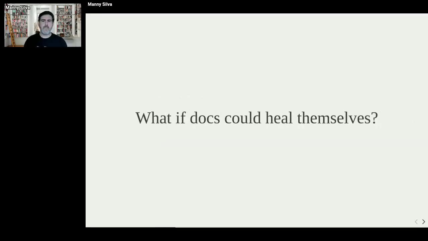But what if your documentation could detect these issues automatically? And what if your documentation system could propose fixes and create pull requests and even update itself while you sleep? It's happening today.